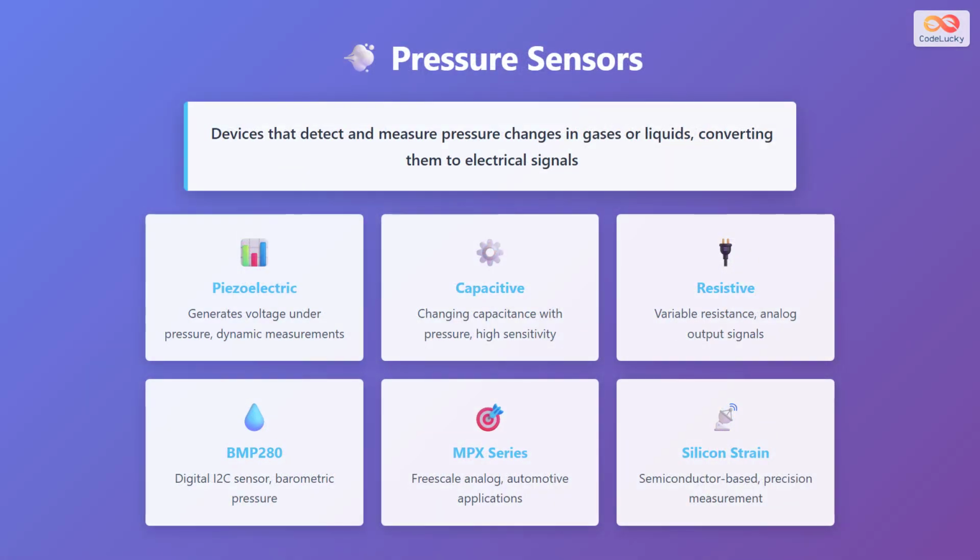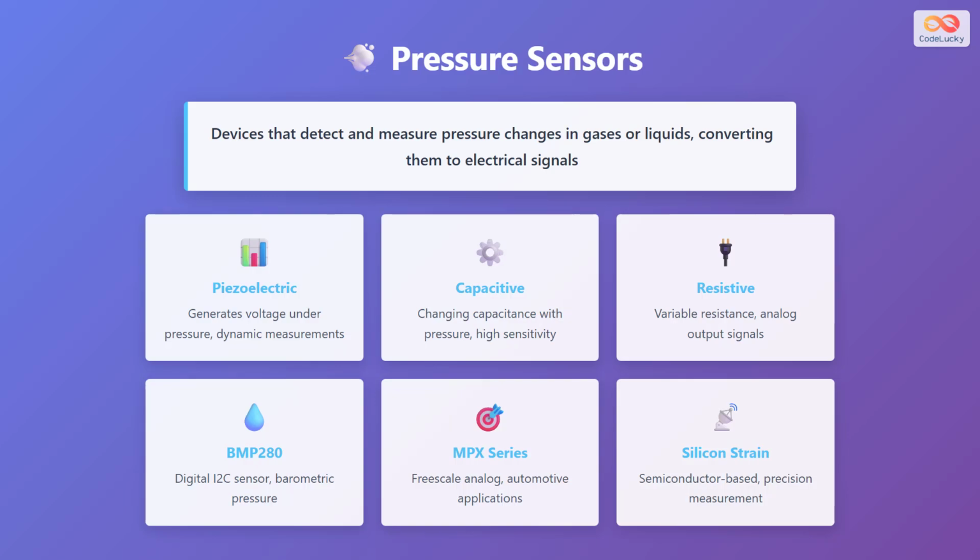Pressure sensors detect and measure pressure changes in gases or liquids, converting them into electrical signals. These sensors are essential in applications where you need to monitor pressure in pipes, tanks, or atmospheric conditions. Piezoelectric sensors generate voltage when pressure is applied and are excellent for dynamic pressure measurements and impact detection. Capacitive sensors work by changing capacitance in response to pressure, offering high sensitivity and precision. Resistive sensors use variable resistance to measure pressure and provide analog output signals.